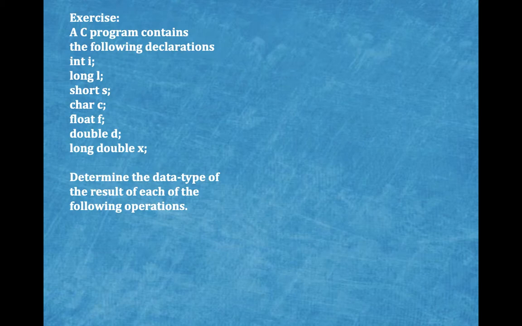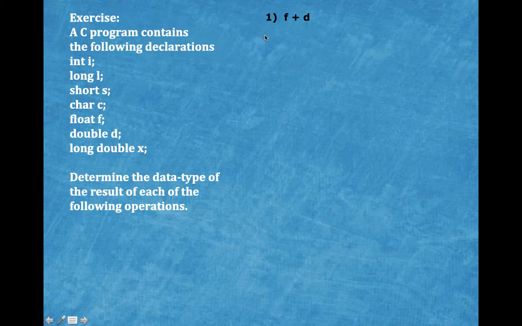Now what this question says is, a C program contains the following declarations. So here there are some declarations. I is of data type int, L long, S short, C char, F float, D double, and X is long double. Now read and understand the question carefully. What it says is, determine the data type of the result of each of the following operations.